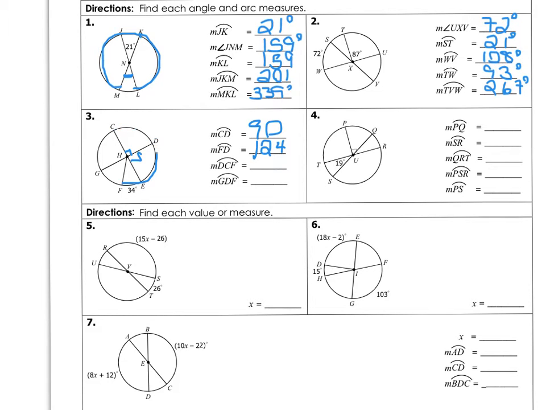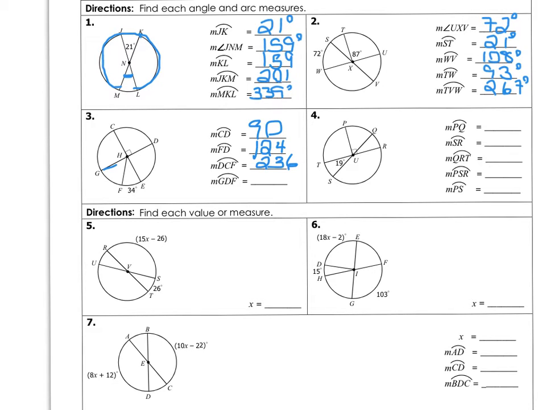Now let me erase these so we can see. Let's do DCF. So now what we need to think about there is this right here is your diameter, which means this whole thing is 180. So 180 minus 34. And then we're going to add on the 90. And so what we're going to end up with is 236.